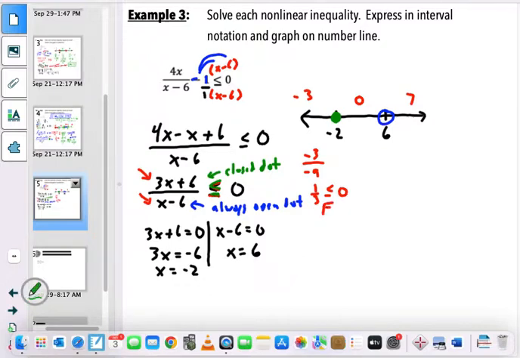I'm going to come to my next region over here. I'm going to test 0. 3 times 0 is 0, plus 6 is 6. 0 minus 6 is negative 6. 6 divided by negative 6 is negative 1. Is negative 1 less than or equal to 0? Yes, that's true.